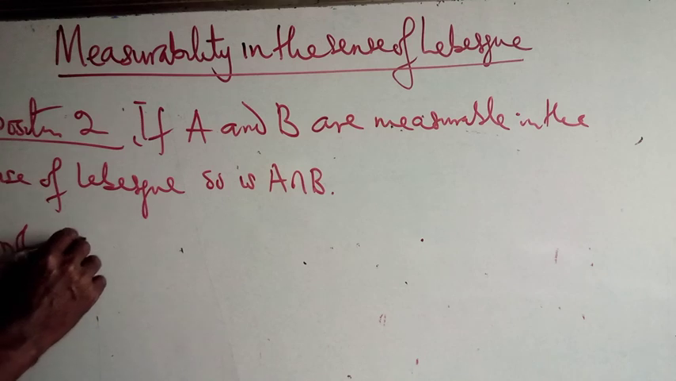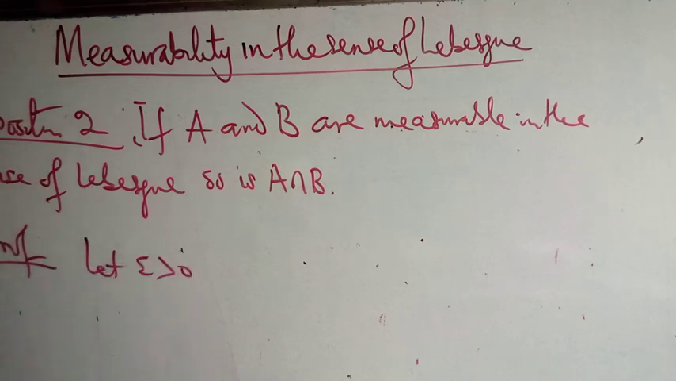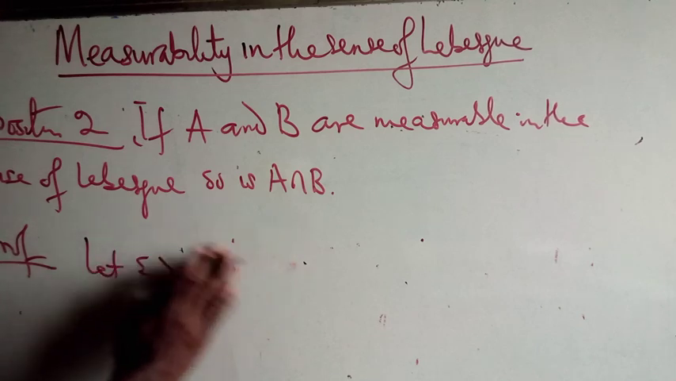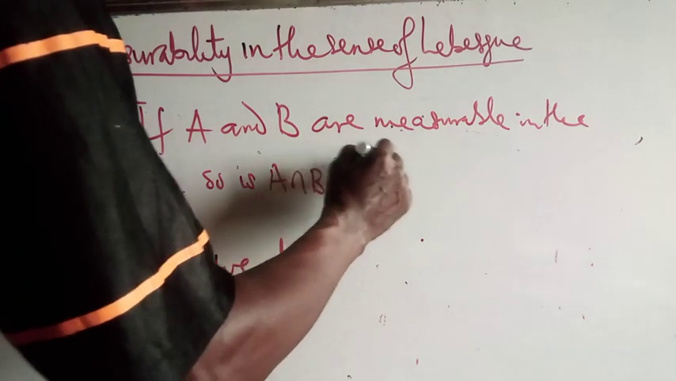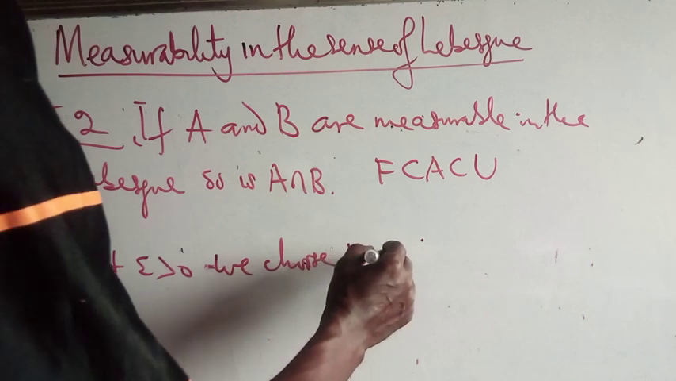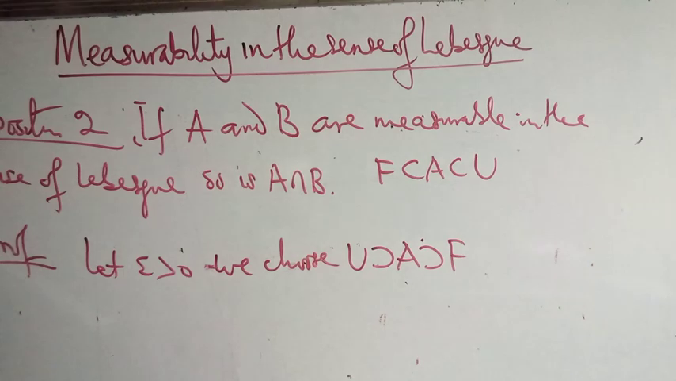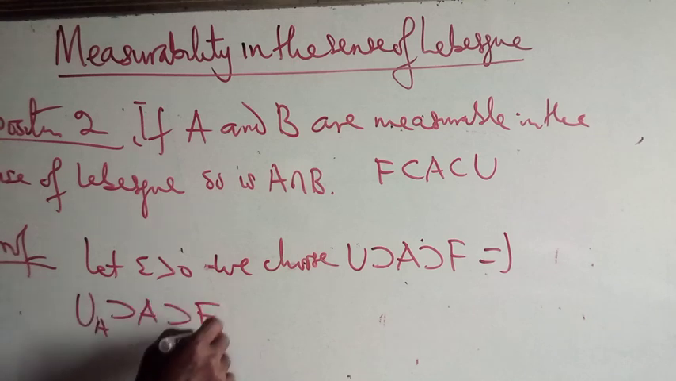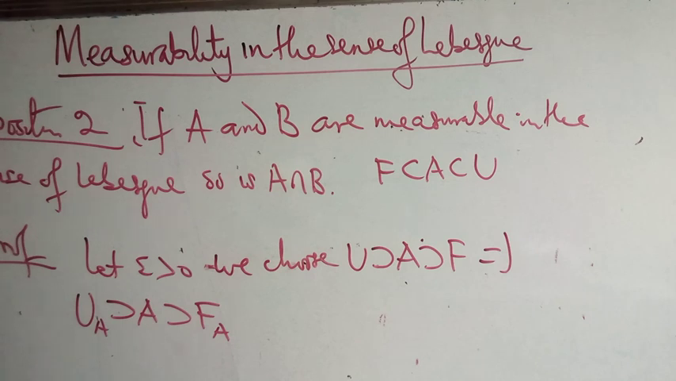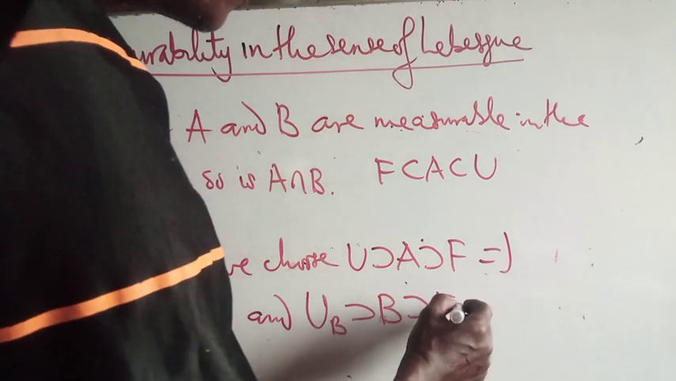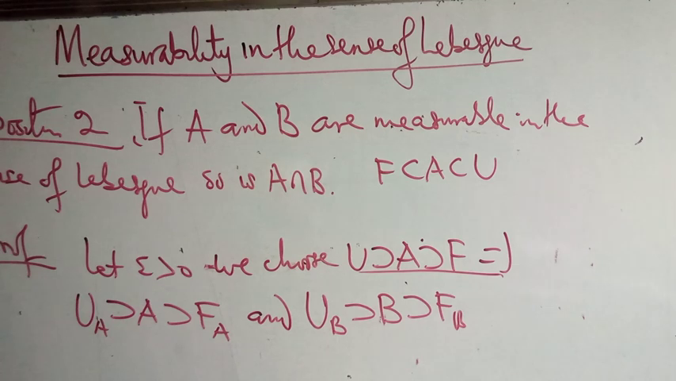So let's start: let epsilon be greater than 0. We choose from the concept of F contained in A contained in U that we used before. You can now take that U contains A contains F. So for set A, it can be U_A contains A contains F_A, and also U_B contains B contains F_B, from this concept.